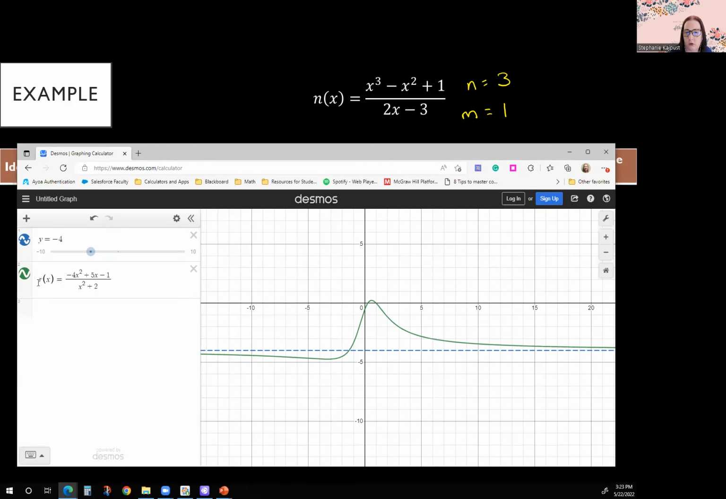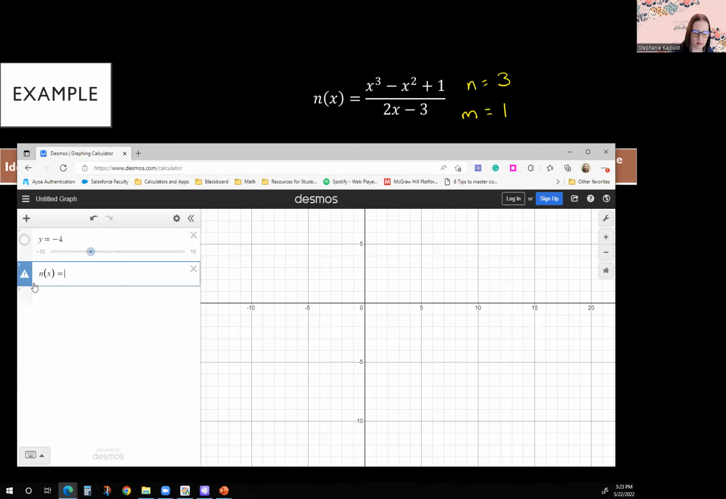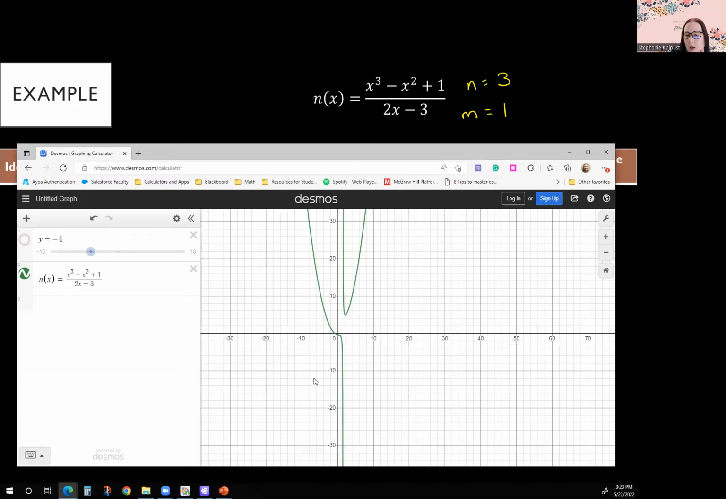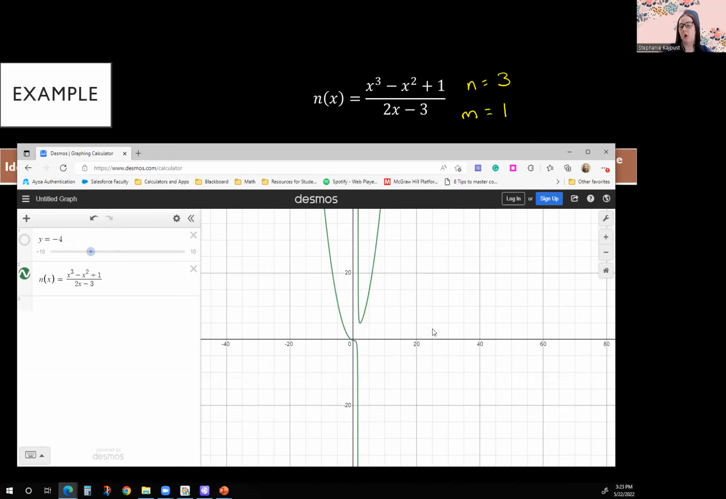So graphing this one, turn that off. We've got y equals x cubed minus x squared plus 1 over 2x minus 3. So I'm going to zoom out, and there's no horizontal asymptote. There's no place where the graph looks like it's going horizontal, where it's going straight across. There's places where it's going vertical, but there's no place where it's going straight horizontally. So that's why there is no horizontal asymptote. So you can verify with the graph. If there's no place where it looks like it's going in a straight line across, there's no horizontal asymptote.